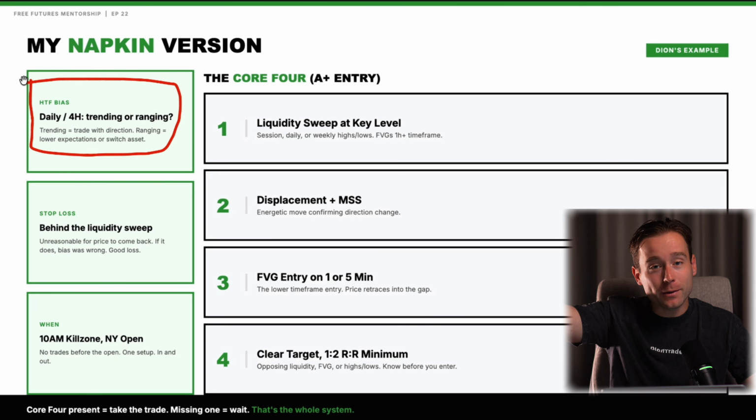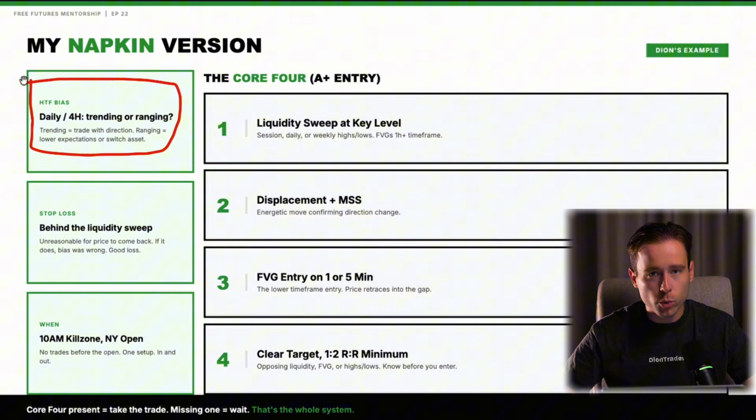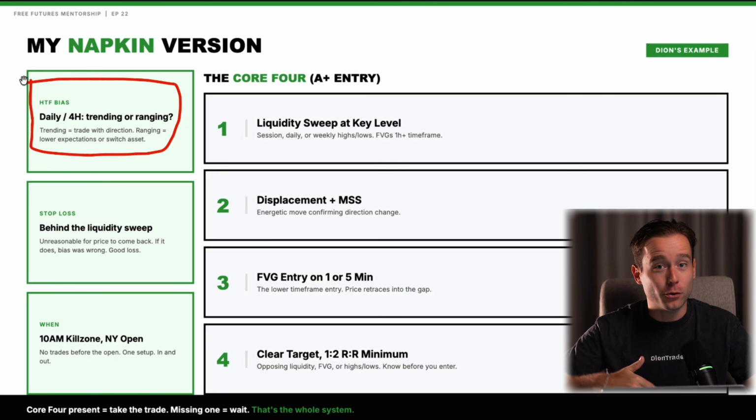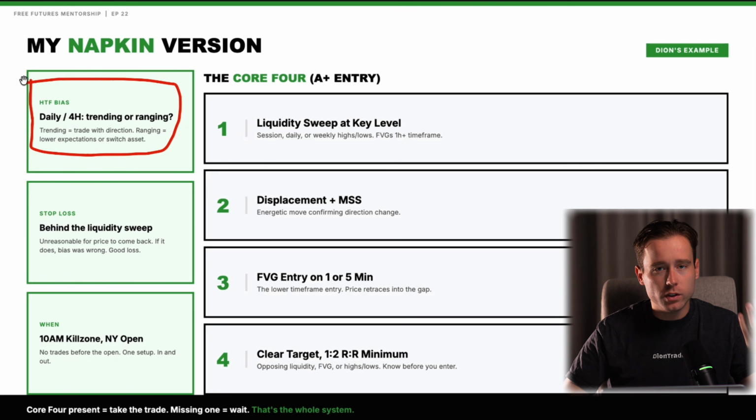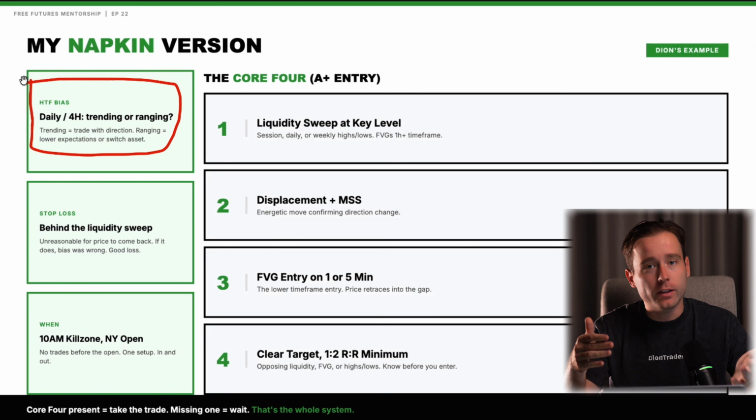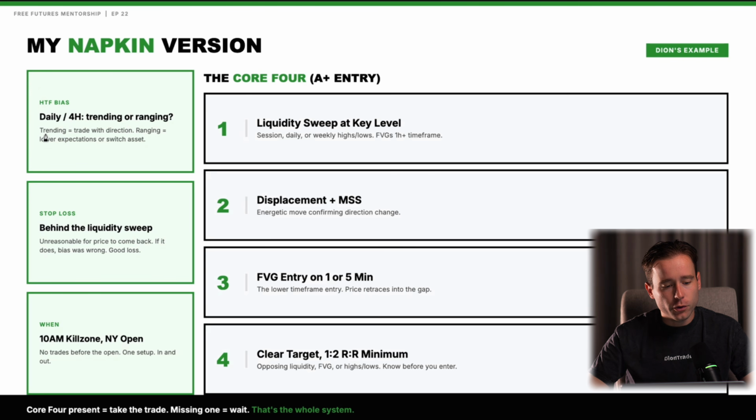If the higher time frame is trending, it's very easy on the lower time frame to make money because you just trade with the trend. The trend is your friend, right? If the higher time frame is consolidating, which you will see a lot of times as well, then your lower time frame entry models will just work out less. So you have a lower win rate by doing the exact same thing. And that is okay. So trending is a trade direction, ranging is lower expectations, or just look for an asset that has a trending condition on the higher time frame.